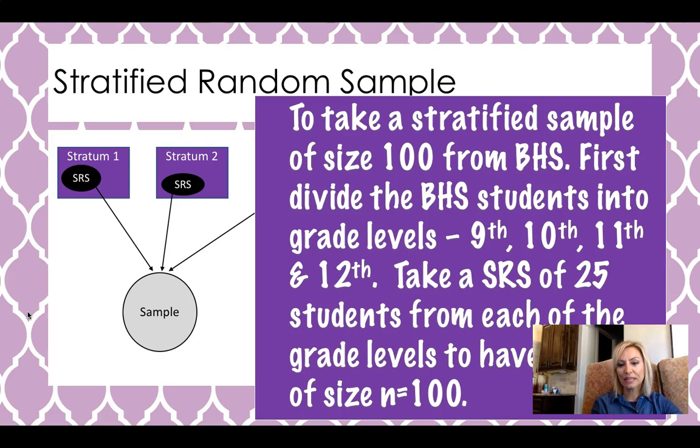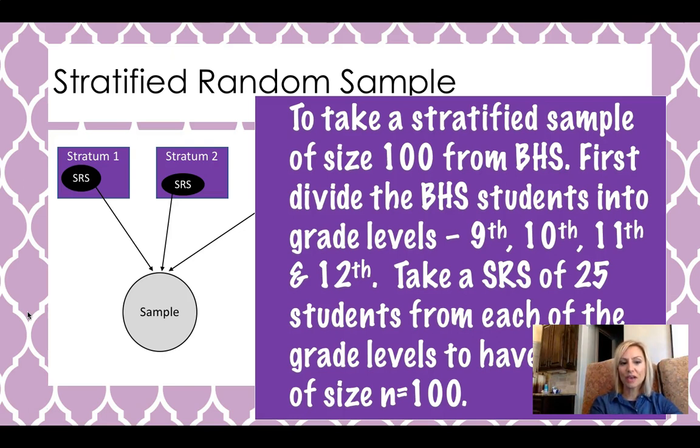Once we break them into grade levels, we could take a simple random sample of students from the 9th grade, another SRS of students from the 10th, one from the 11th, and one from the 12th. So we have 4 different simple random samples from each of the strata. We combine those so that we have 100 students chosen for our sample. We have an overall sample size of n equals 100. If we do that, we've taken a stratified random sample of students at BHS.